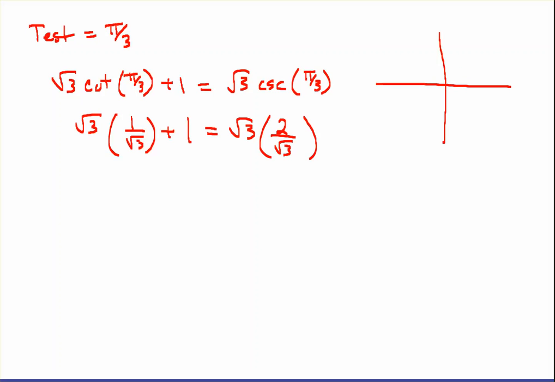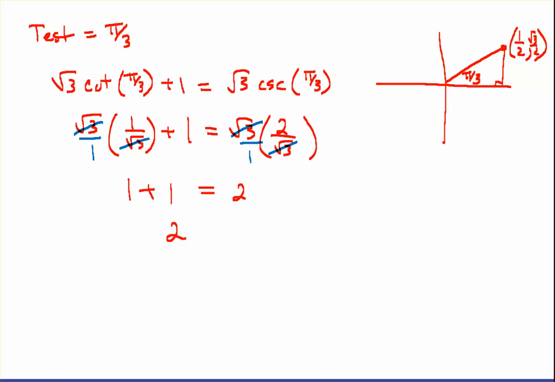So pi over 3 is here. Start simplifying stuff out, and you find that it does work. So pi over 3 works. Then you have to test the other one. Again, I don't want you to test it, due to lack of time here. So let's test 4 pi over 3 back into the original equation.